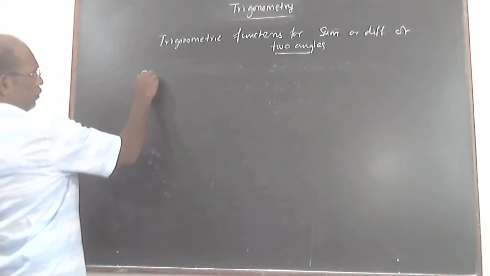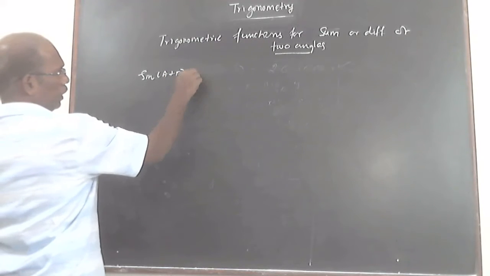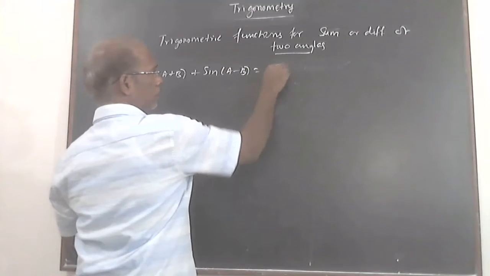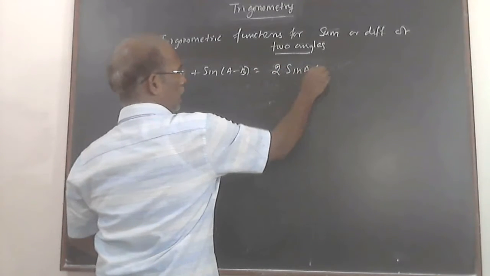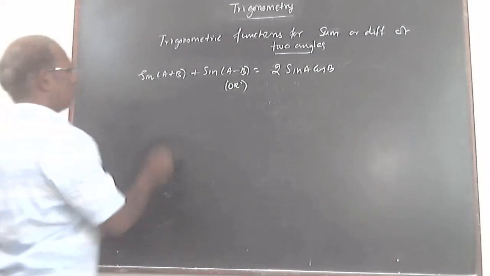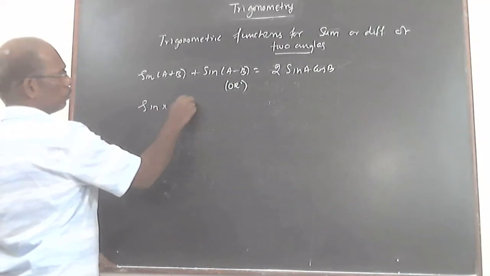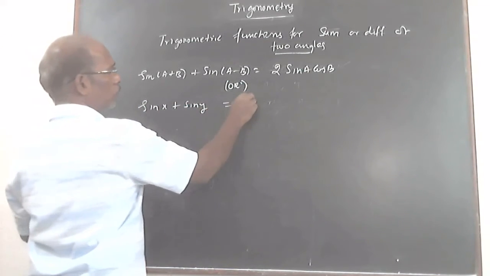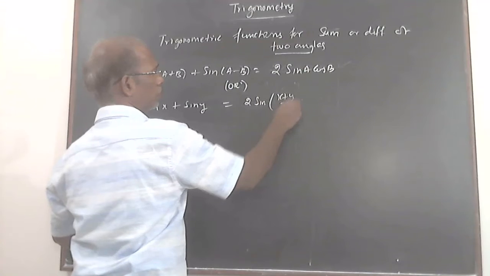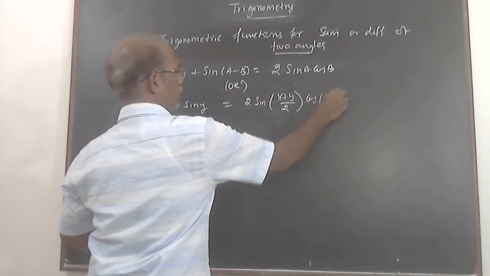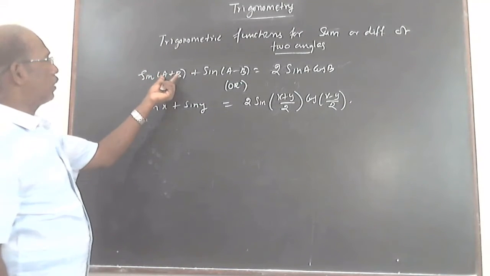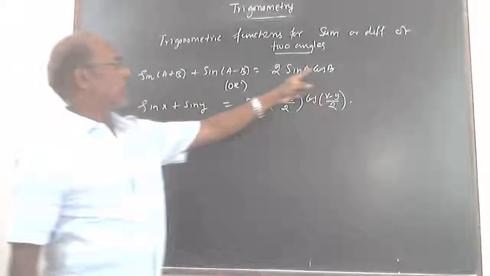Sin of a plus b plus sin of a minus b is 2 times sin a cos b, or in terms of x and y, sin x plus sin y is 2 times sin of x plus y by 2 and cos of x minus y by 2. Make note of it. This is for sin of a plus b and sin of a minus b, both sin.